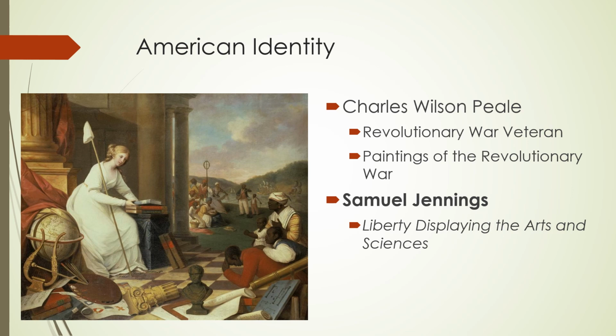Another guy here, and this one's in bold, so you won't remember this one, but Samuel Jennings painted this painting, which is called Liberty Displaying the Arts and Sciences. This painting is significant because it approaches the issue of race.